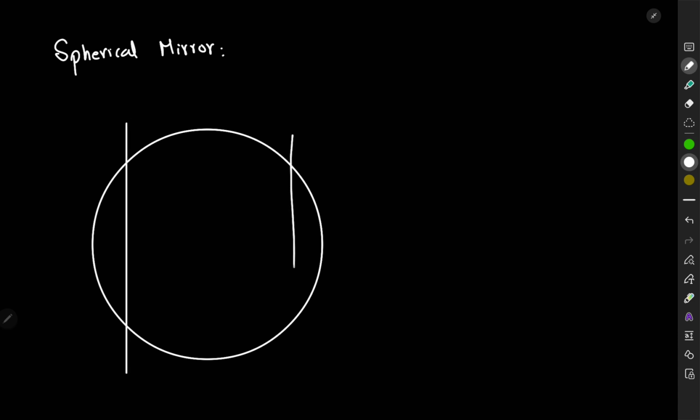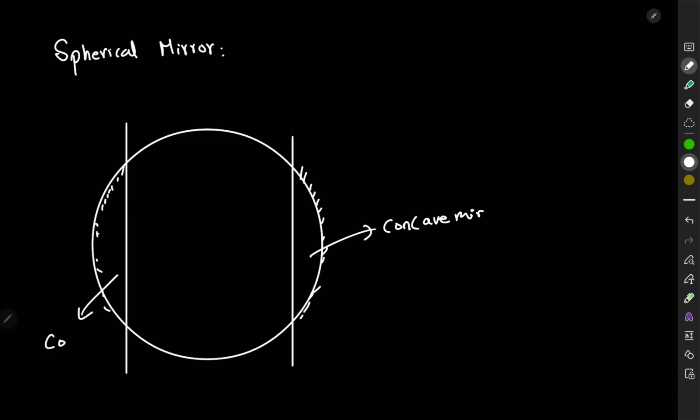Okay, so one part they silvered here, and the other they silvered inside, and this became a concave mirror, and this became a convex mirror. Okay, it was great, and this was known as the center of curvature.